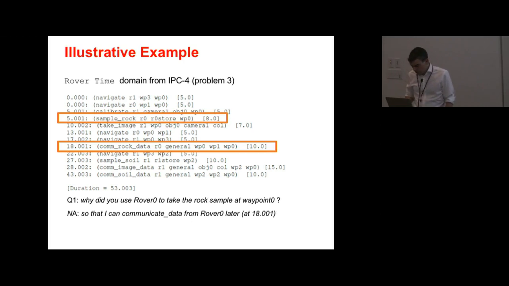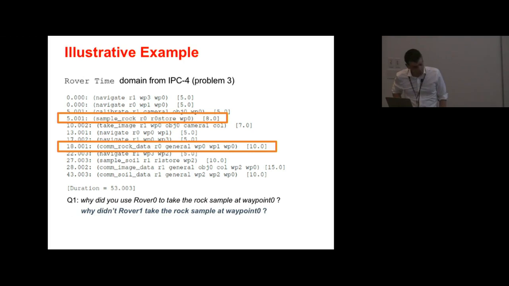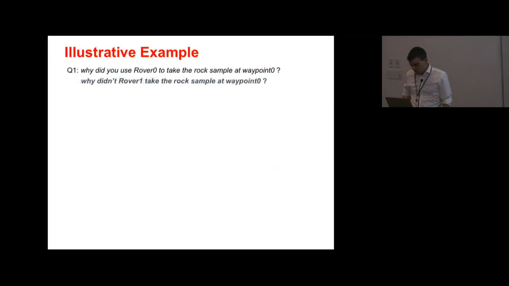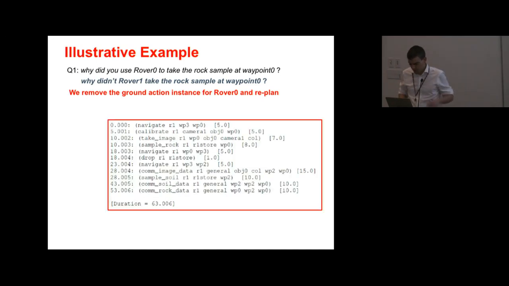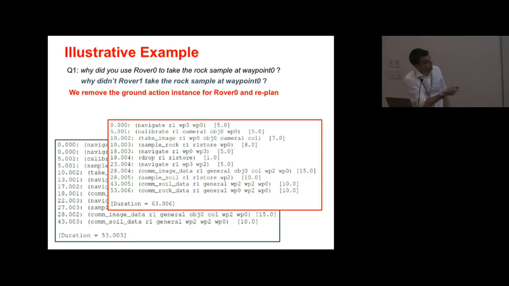So that's the real question. What you can do then is to remove the ground action instance for rover 0, meaning you prevent the planner from using rover 0 for that particular action, and you replan and see what happens. And this is the new plan. What you can show is that by using rover 1 now, the plan will have a duration of 10 units of time longer than the previous one. So that's an initial explanation.